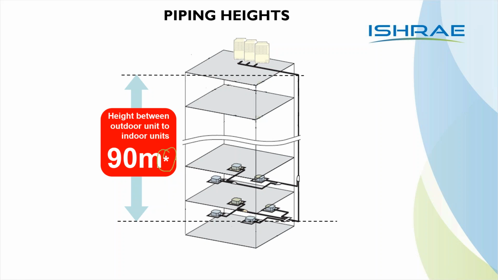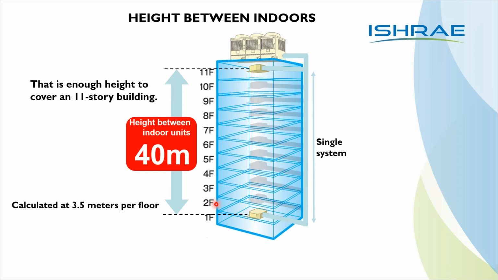Can you see this? Now, this asterisk is very, very important for us to understand before I actually conclude that yes, I can do 90 meters. No, I have to understand what this asterisk is first, why this asterisk has been given. So I need to understand this first and then decide what I can do. It is generally 40 meters between indoor units, which takes about an 11-story building calculated at 3.5 meters.